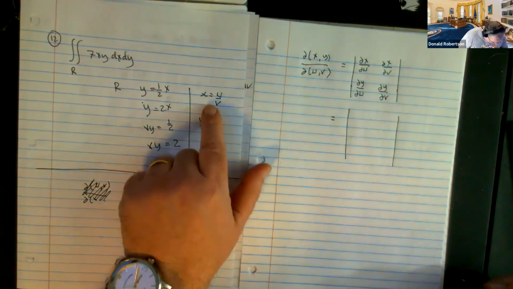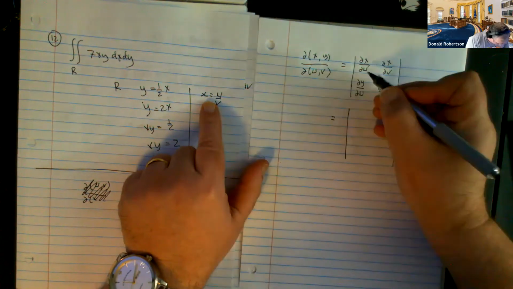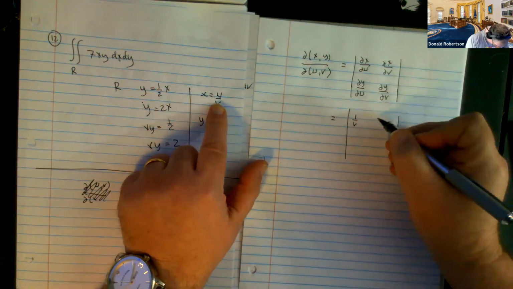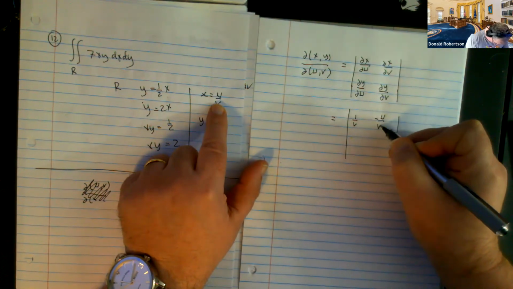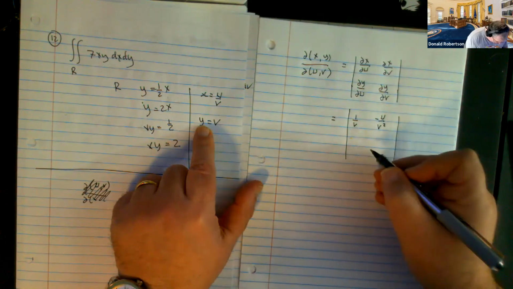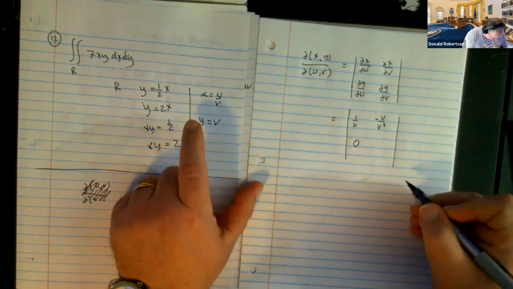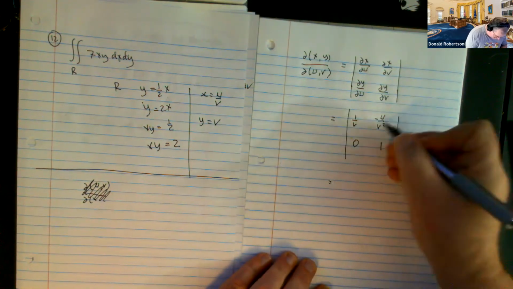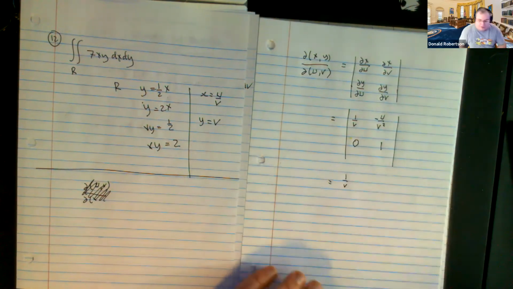Okay, now we've got our Jacobian set up. I was trying to get it the right way around and I didn't. So I'm going to differentiate this with respect to u, and that gets me 1 over v. And this with respect to v gets me negative u over v squared. This with respect to u gets me nothing. And this with respect to v gets me 1. And so when we do the old major take away minor, it ends up being very simple.